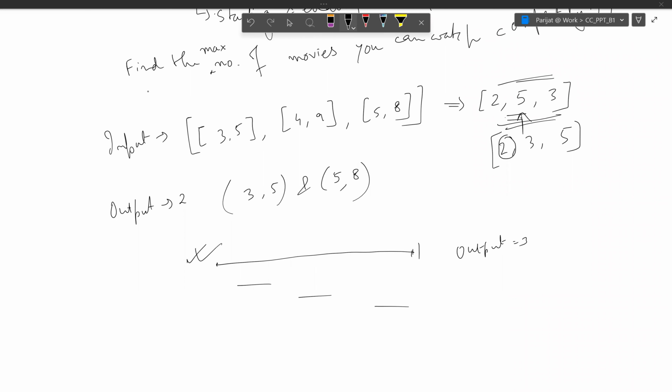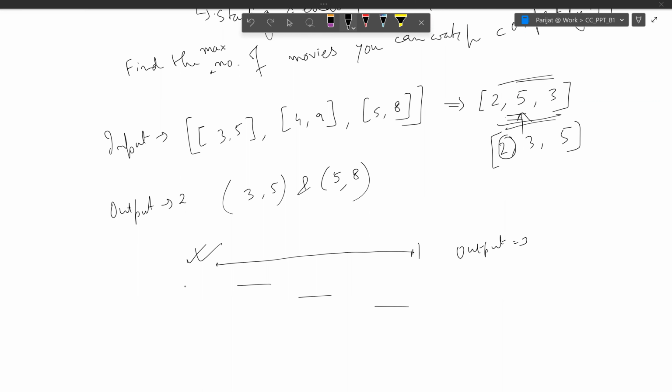Okay, Pradosh has an answer. He wants to sort by the end time, and then we can loop till the next start time is greater than the current finish time. Okay, so instead of sorting by the start time, I can sort by the end time, and then I can see what the movies are that are starting after the current end time.